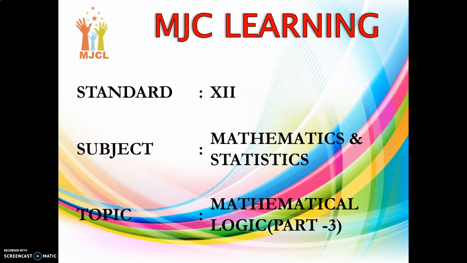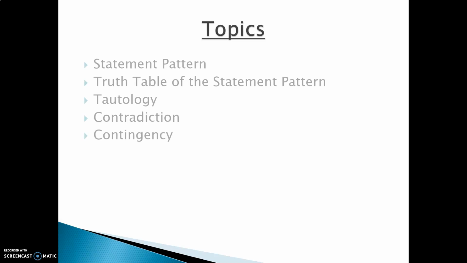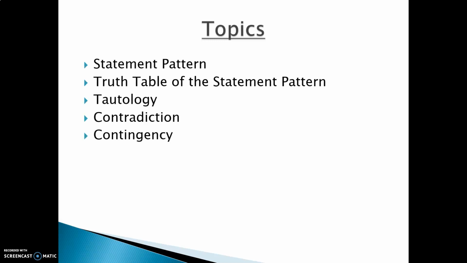I am Manju Dilip. Today I am going to start with the 12th standard Mathematics Paper 1, first chapter, Mathematical Logic Part 3. We already studied different topics in the previous slide: conjunction, disjunction, negation, implication, double implication and their truth table also. So today we'll start with the topic statement pattern, truth table of the statement pattern, tautology, contradiction and contingency.